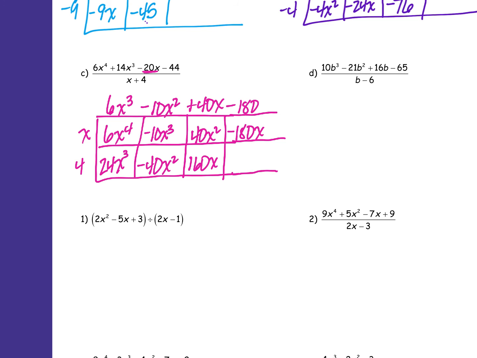And then I think this is negative 7. I'm so glad I did this ahead of time. Negative 720. And what do I add to negative 720 to get negative 44? Wow. 676. So 676 divided by x plus 4. Yeah, we can get some seriously big numbers in these.